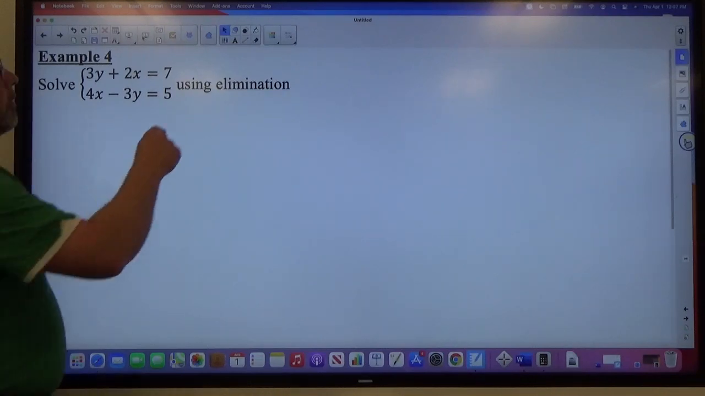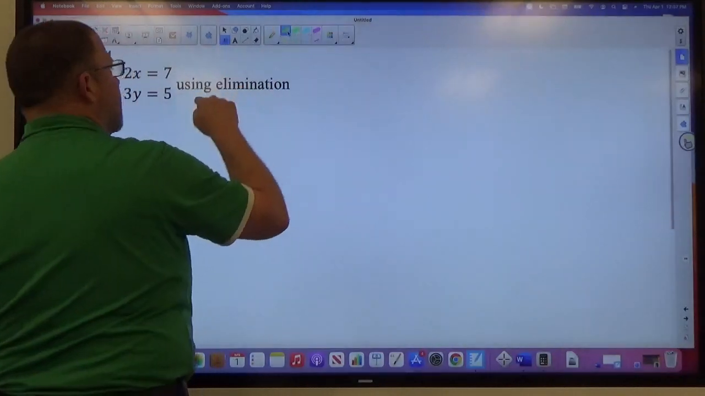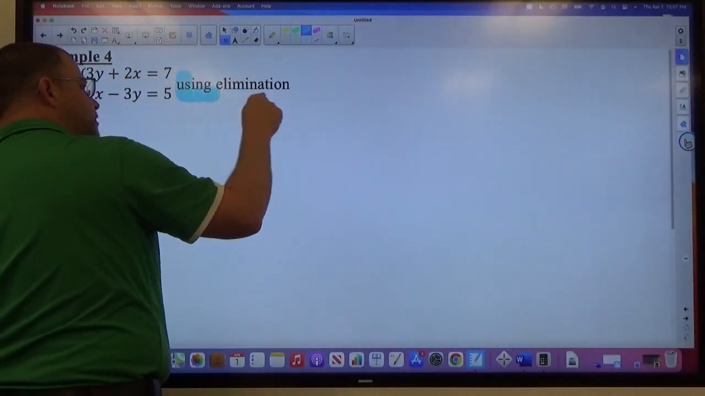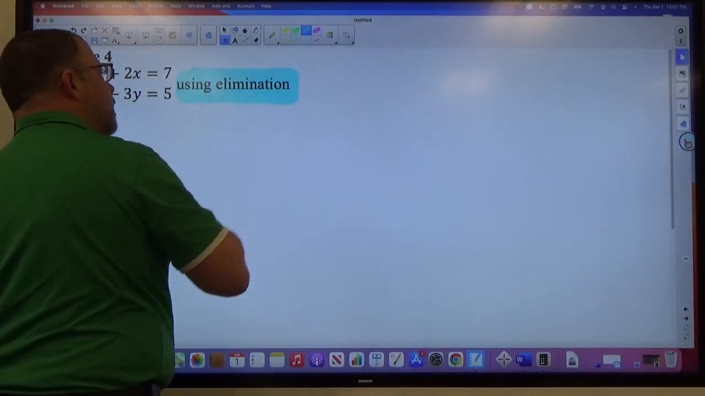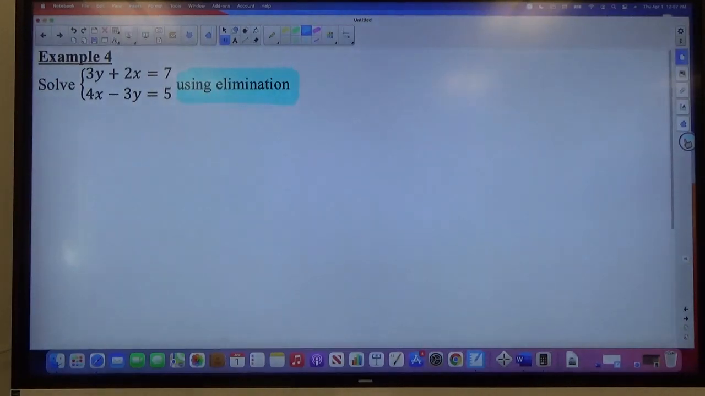So the other technique for solving a system of equations is called elimination. And elimination is exactly what it sounds like. You're going to eliminate a variable, you're going to make it disappear. All right. You either make x disappear or you make y disappear. It is your choice which one you want to make disappear. It doesn't matter which one. You can get rid of x or y and get the answer.